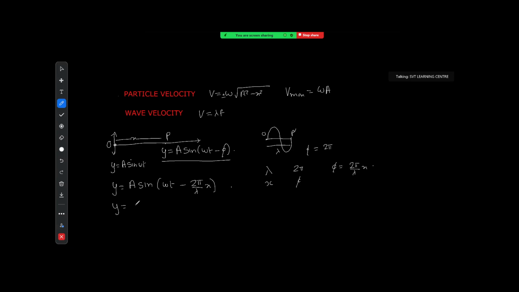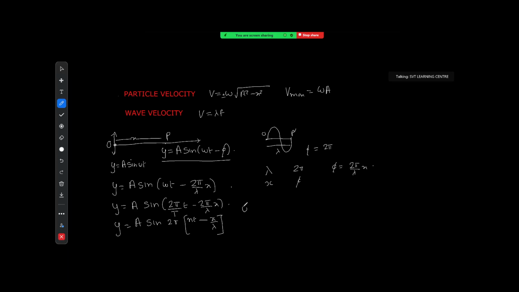You know what is omega? The value of omega is 2 pi by T. So you can write this as a sine 2 pi by capital T into small t minus 2 pi by lambda into x. You can further do simplification and write this as a sine, and you could write the 2 pi outside. Write this as nt, because 1 upon T is n, and this will become x upon lambda.